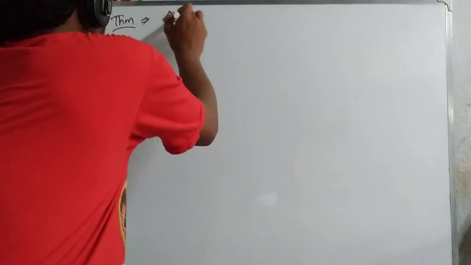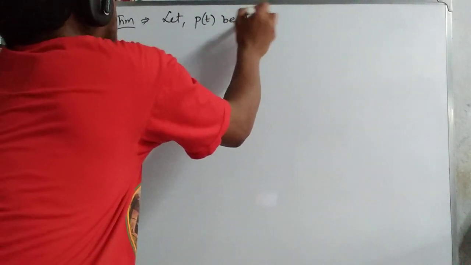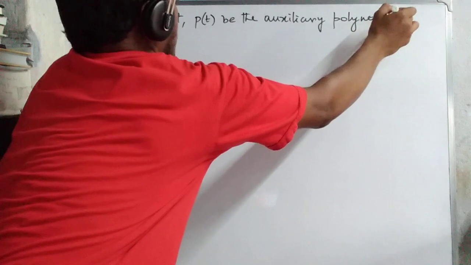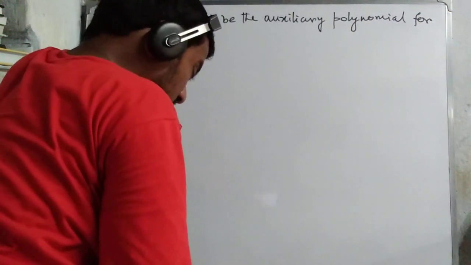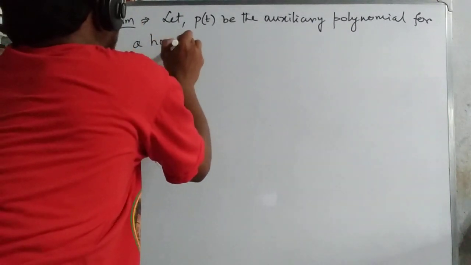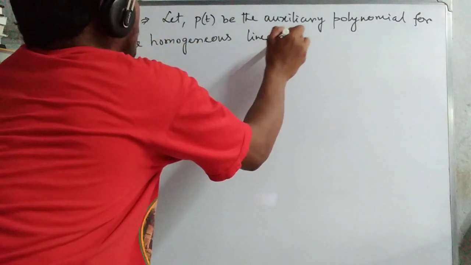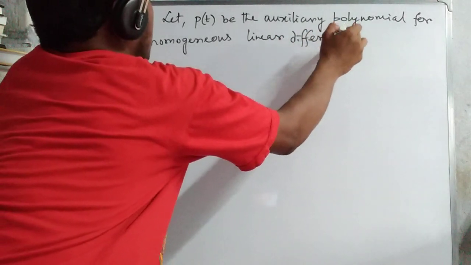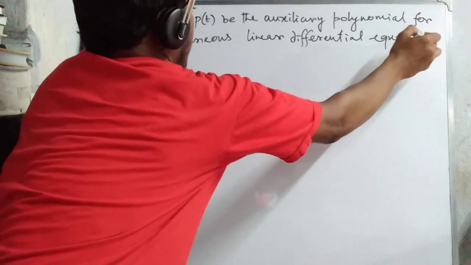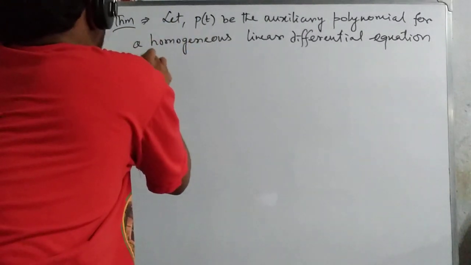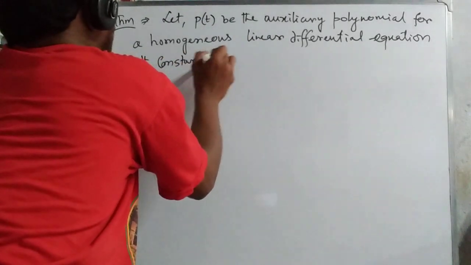Now we write the theorem above. Here, let p(t) be the auxiliary polynomial for a homogeneous linear differential equation with constant coefficients.